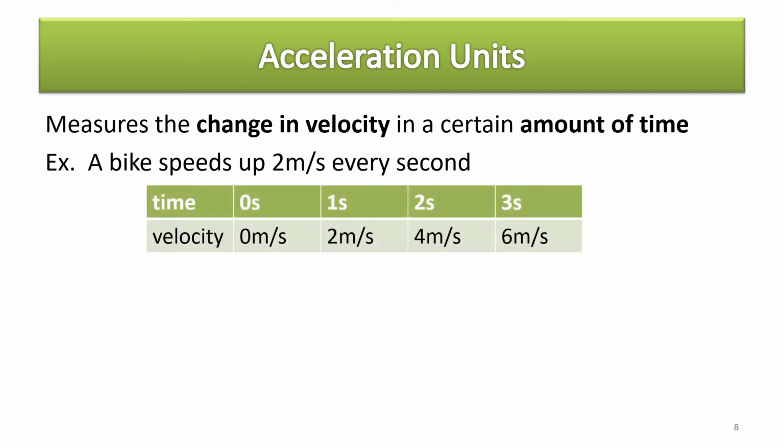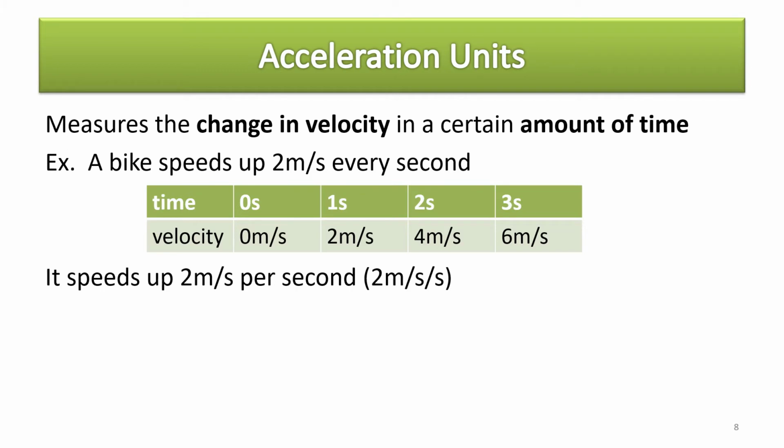So if you were going to make a data table like that, maybe it starts at rest, and then after 1 second, it travels at 2 meters per second. After 2 seconds, it's speeding up. Now it's 4 meters per second, and so on. So you could say it speeds up 2 meters per second every second, or 2 meters per second per second. And you could write your units like that, and that would be totally fine.